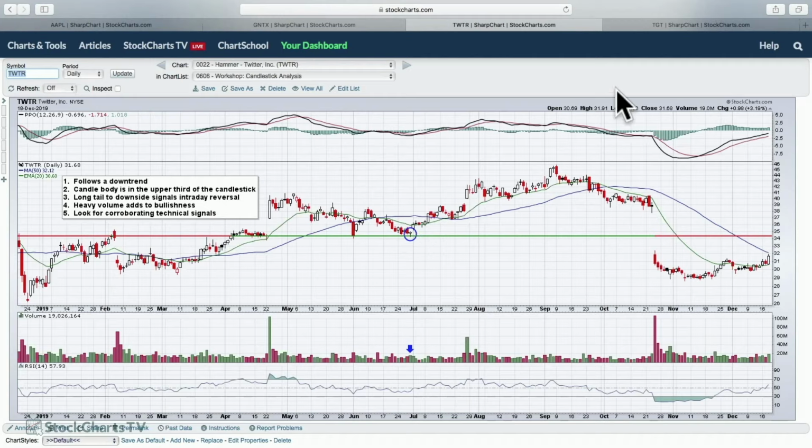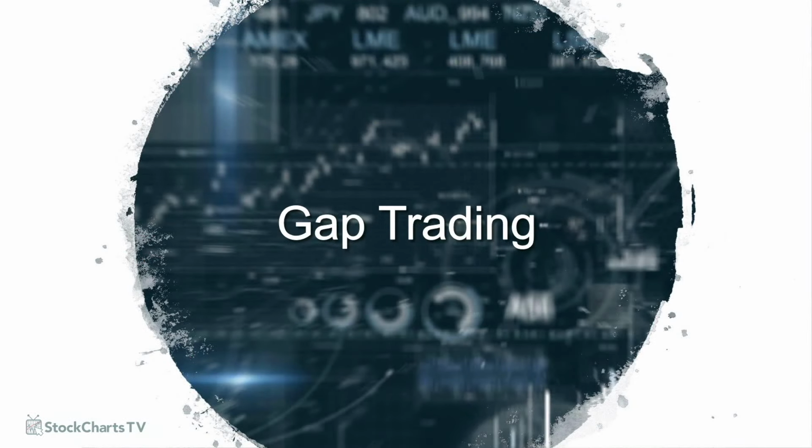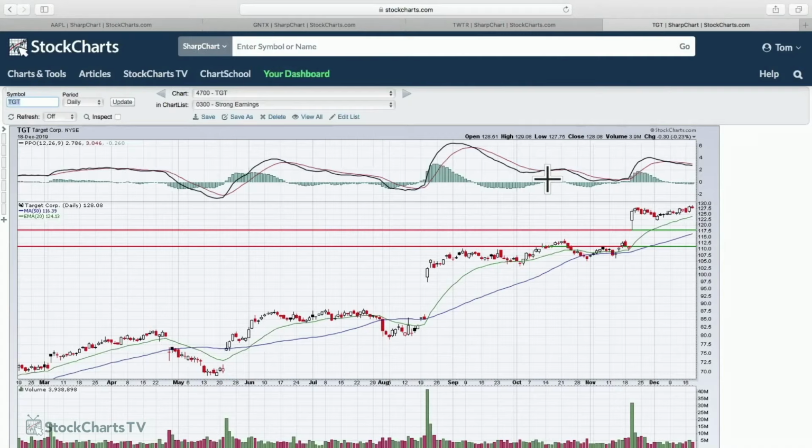All right, let's move into our final segment today. And I want to go over gap trading because this is a big part of what I do. Now, I keep a strong earnings chart list where stocks have beaten top and bottom line. And I'm looking for stocks that also are trading, in my opinion, bullishly. Either they're in an uptrend or maybe they've been in a downtrend and they're starting to reverse.